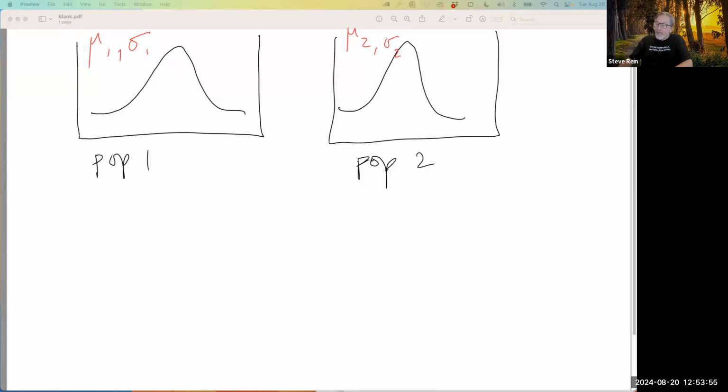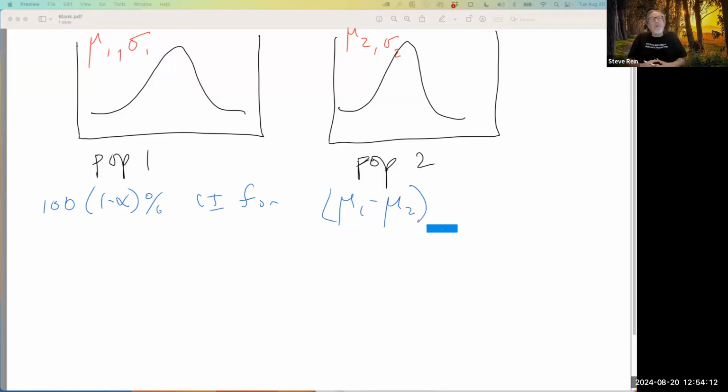So we've got normality or a large n here, and my 100 times (1 minus alpha) percent confidence interval for, I'm going to write, mu1 minus mu2. Literally, I want to know how much higher the one group's average is than the other. Mu1 minus mu2 is a number I would love to estimate. That is my theta, if you will.